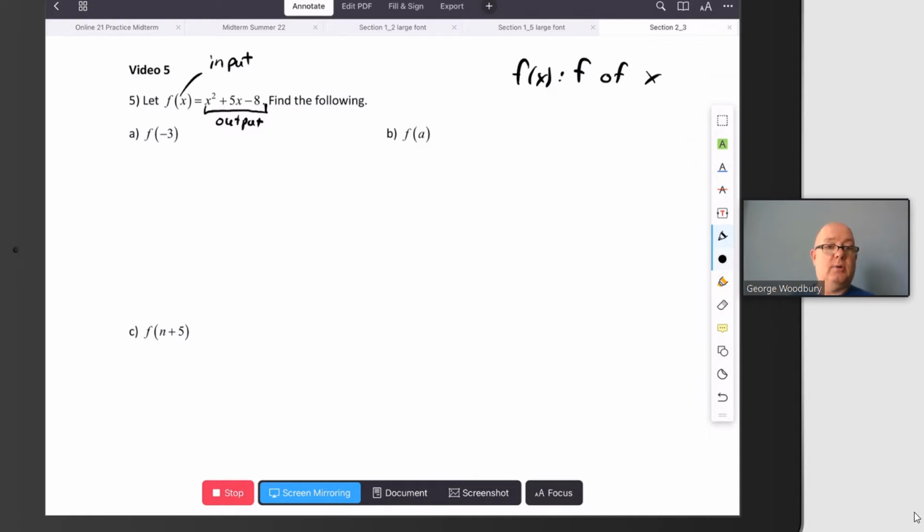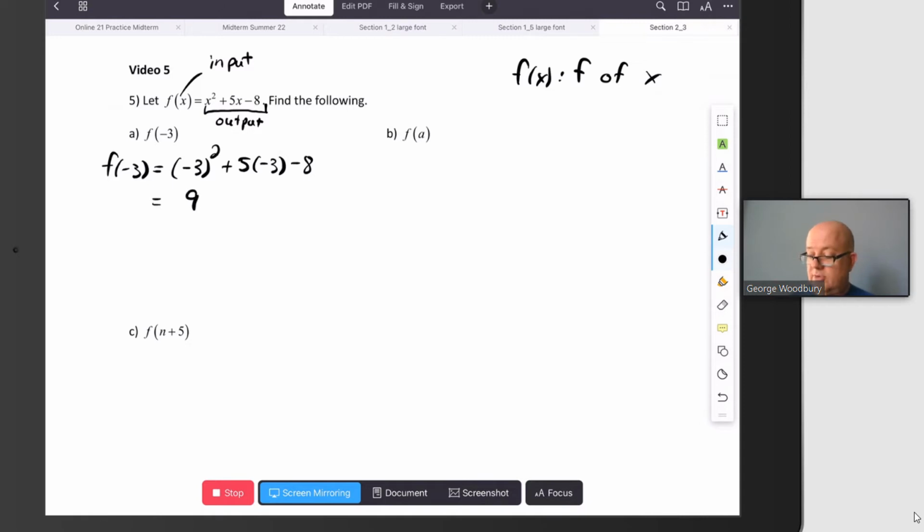So in part A, where it says find f of -3, -3 is the input. We're going to substitute that into that formula and evaluate it. So f of -3 equals x squared, so that's -3 to the second power, plus 5x, that's 5 times -3, minus 8. Everywhere I saw x in the formula, I replaced it with a set of parentheses and the number -3 inside of it. Now I just have to do the arithmetic on the right-hand side.